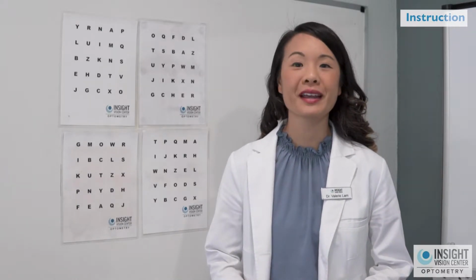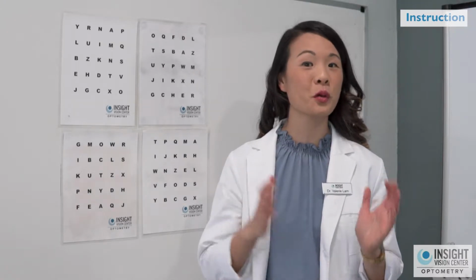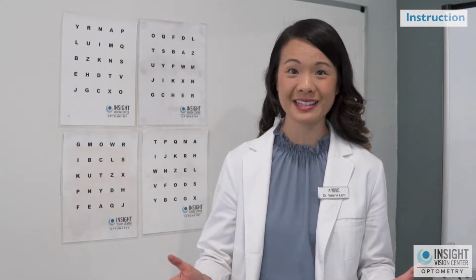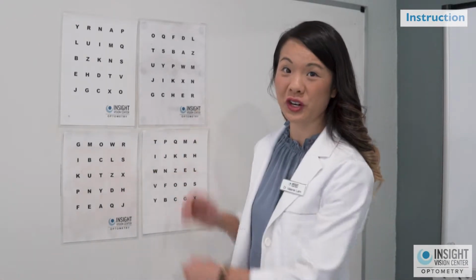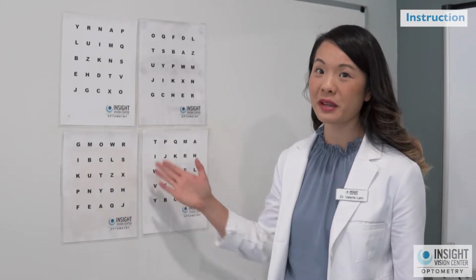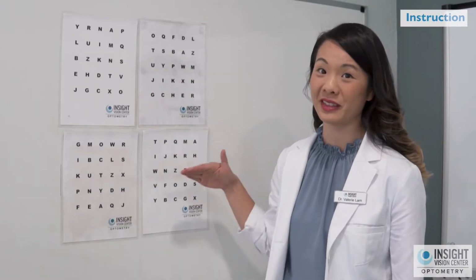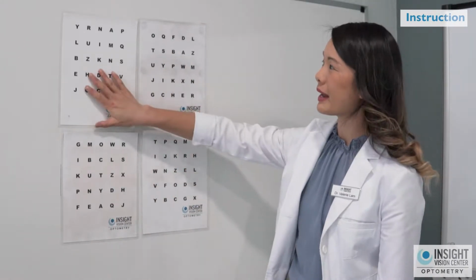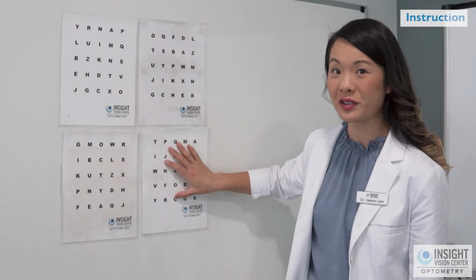So again, we're working on saccadic eye movements, which are quick eye movements from one target to the next. We're working on accuracy and speed. So I've got 4 letter charts here. We call this a 5x5 chart because there's 5 letters up and down and 5 letters left to right. We're gonna have 4 different sets of charts, right?